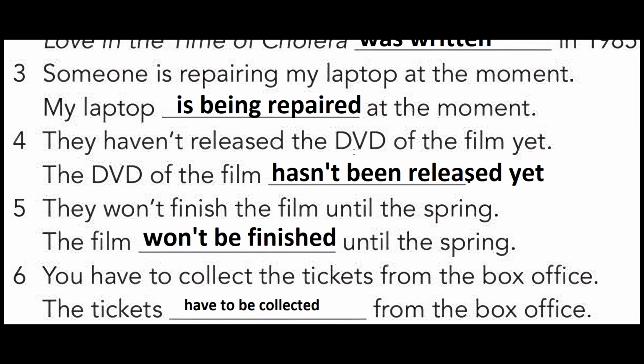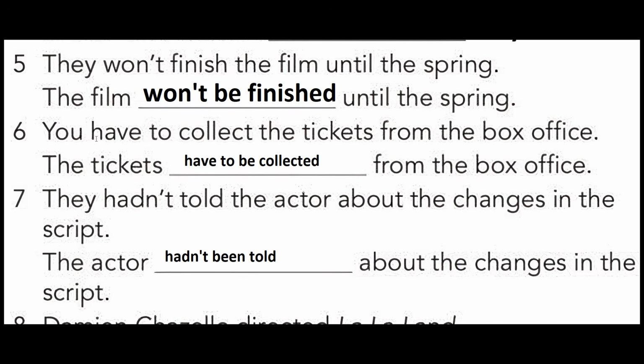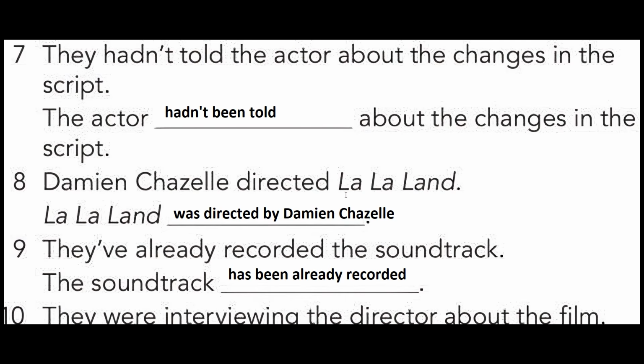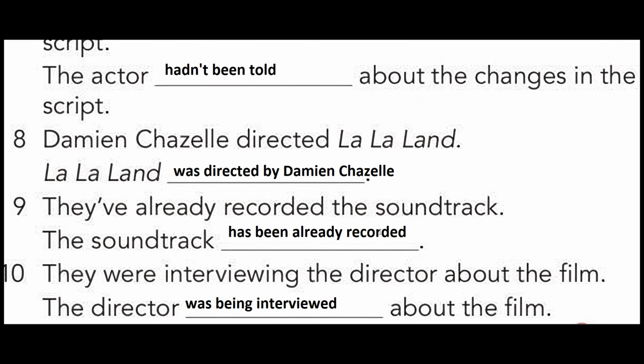They haven't released the DVD of the film yet. The DVD of the film hasn't been released yet. They won't finish the film until the spring. The film won't be finished until the spring. You have to collect the tickets from the box office. The tickets have to be collected from the box office. They hadn't told the actor about the changes in the script. The actor hadn't been told about the changes in the script. Damien Chazelle directed La La Land. La La Land was directed by Damien Chazelle.